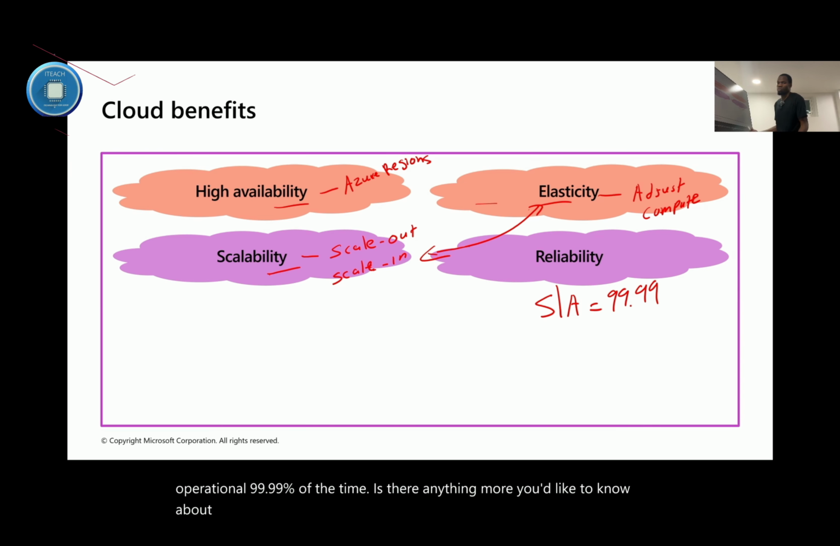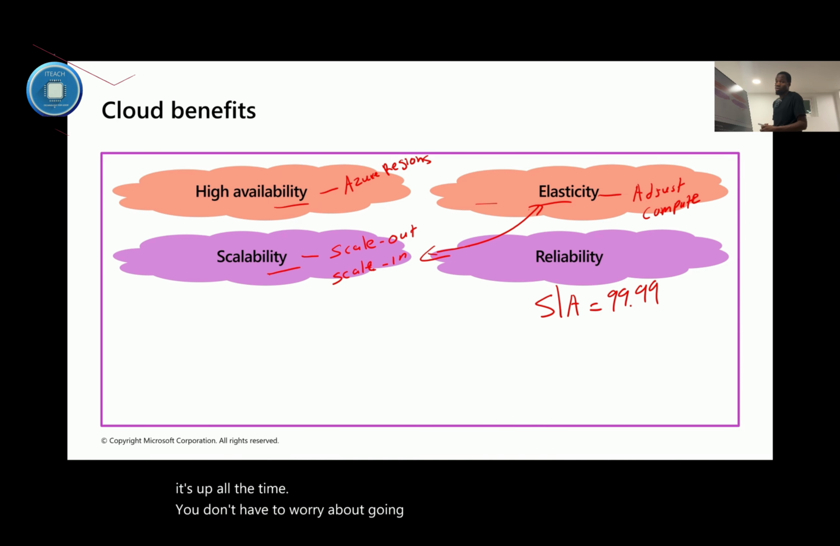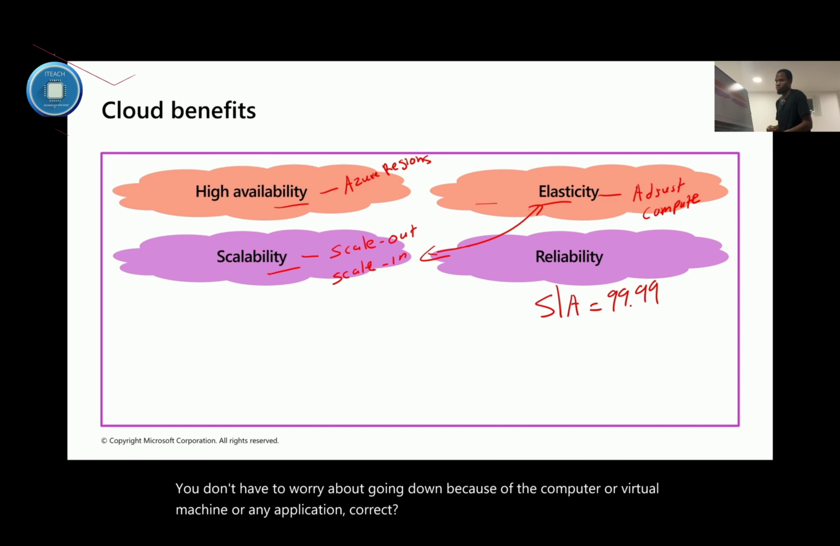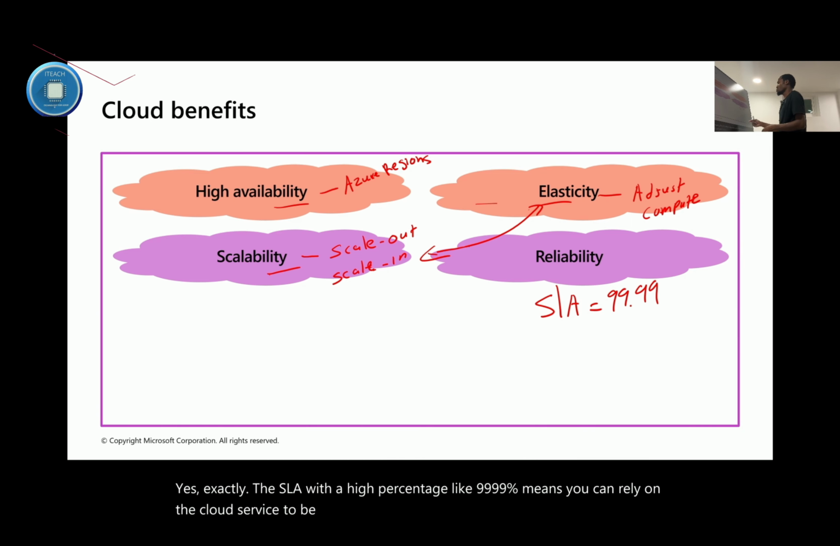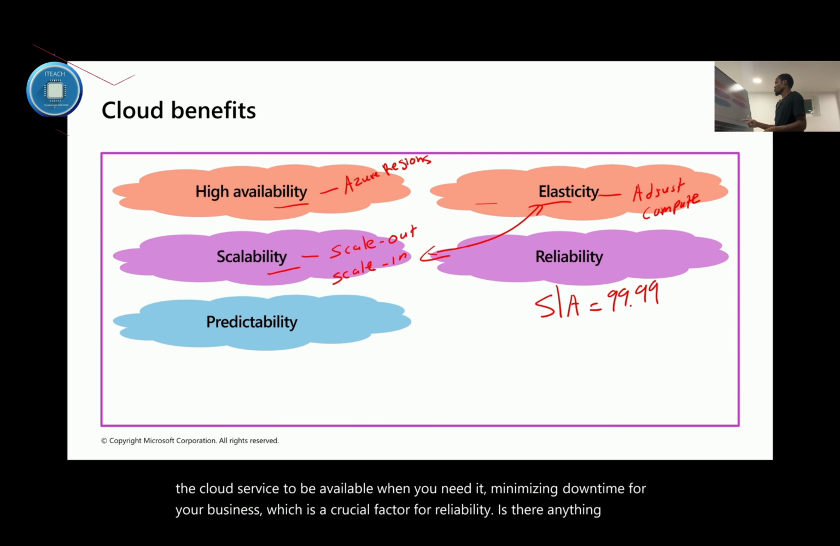No. So that's what makes the cloud reliable, right? Because of the fact it's up all the time, you don't have to worry about going down because of the compute or virtual machine or any application, correct? Yes, exactly. The SLA with a high percentage like 99.99% means you can rely on the cloud service to be available when you need it, minimizing downtime for your business, which is a crucial factor for reliability. Is there anything else I can help you with regarding this slide?